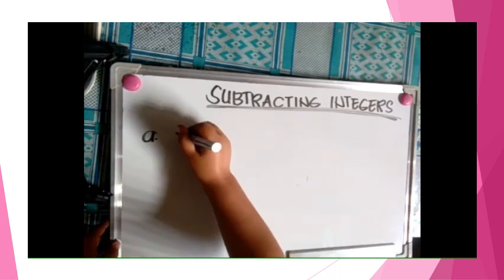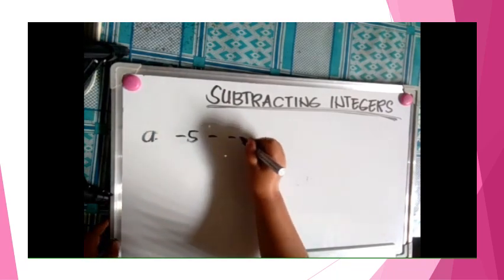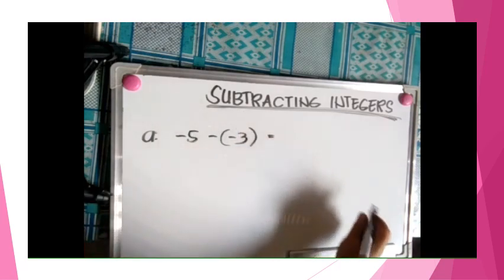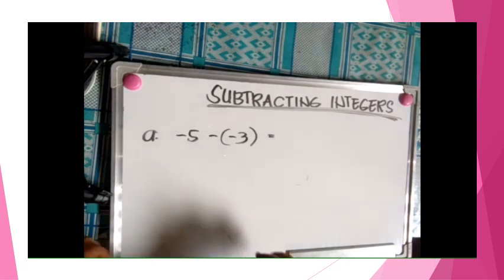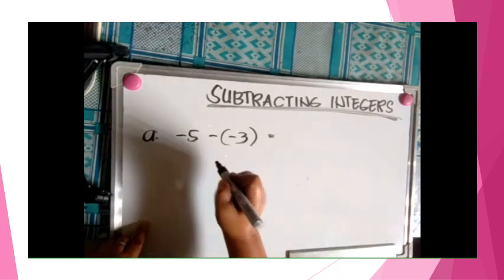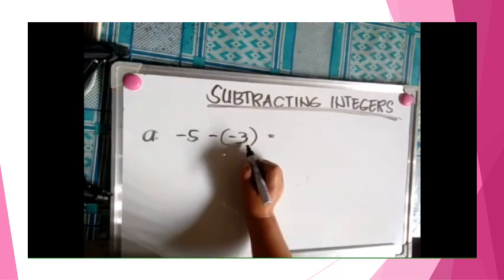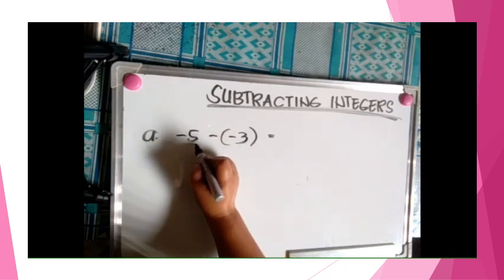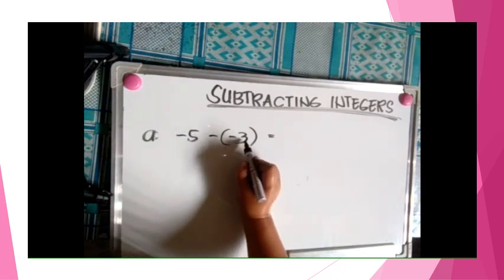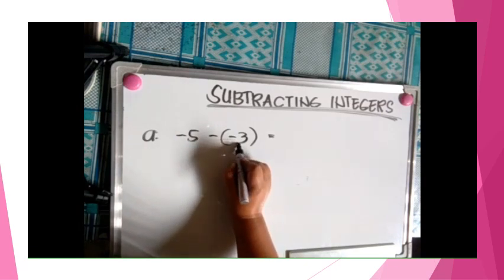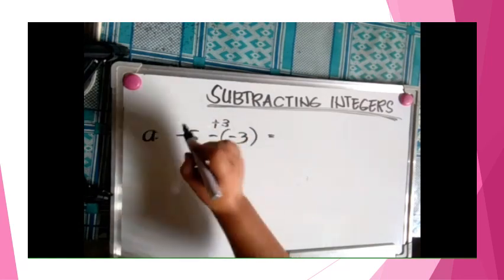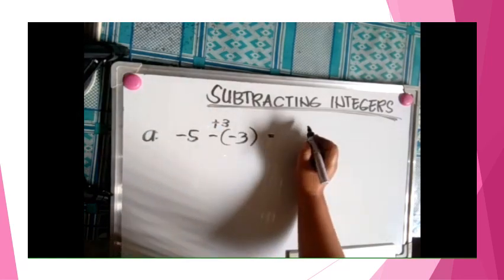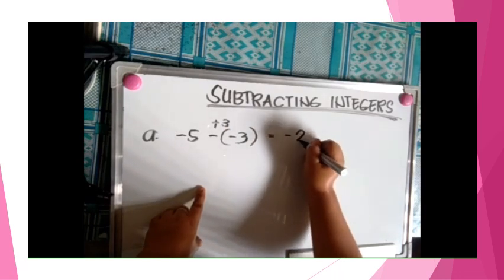Okay, we have example letter A, negative 5 minus negative 3. We have rules in subtracting integers. To subtract an integer, add its opposite. For example, negative 5. What is the opposite of negative 3? Positive 3. Therefore, negative 5 plus 3 is negative 2.